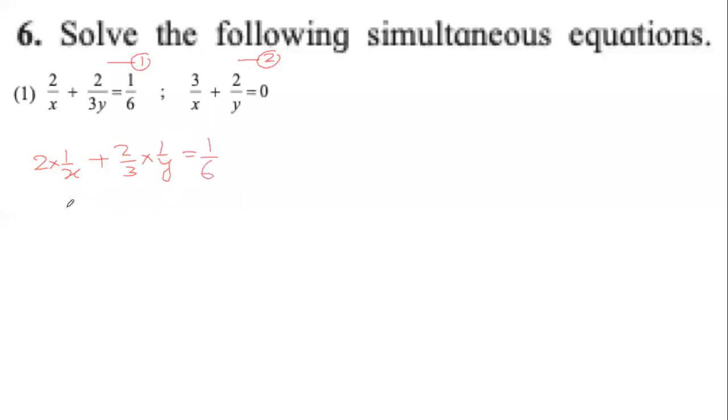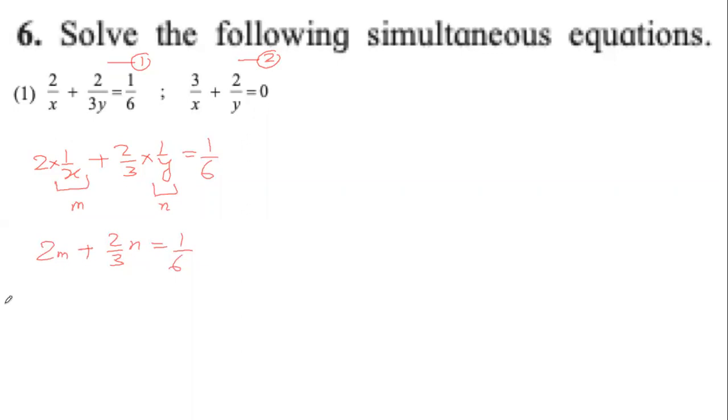So we will say let 1 by x equal m and let 1 by y equal n. You can use a, b, or p, q, whatever you want, but use it consistently. When we do that, the equation becomes 2m plus 2 by 3 n equals 1 by 6. Now this is a linear equation in two variables.